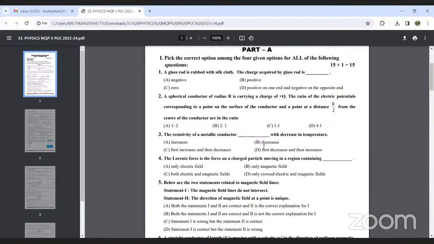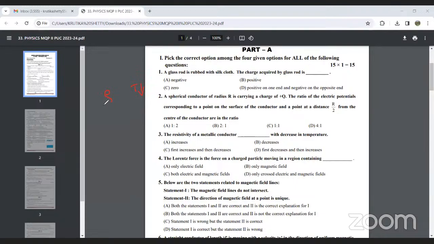The resistivity of a metallic conductor dash with a decrease in the temperature. The options are increases, decreases, first increases then decreases, first decreases then increases. As you know, the resistivity is denoted by the letter rho.